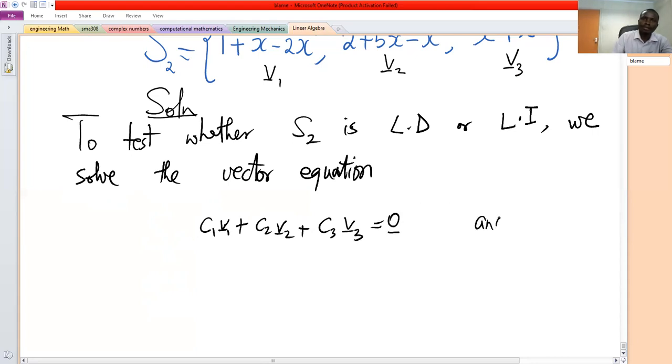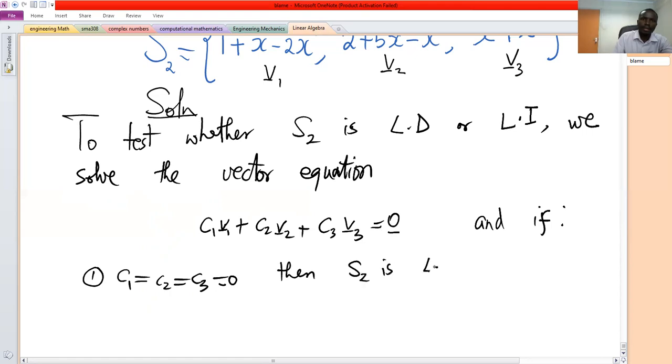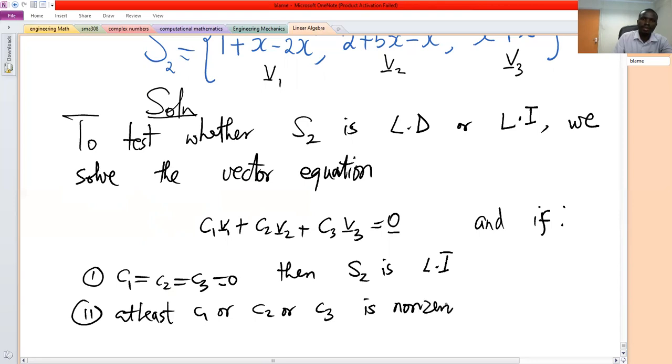There are two cases. One, if C1 equals C2 equals C3 equals 0, then S2 is linearly independent. And number two, if at least one of C1, C2 or C3 is non-zero, then S2 is linearly dependent.